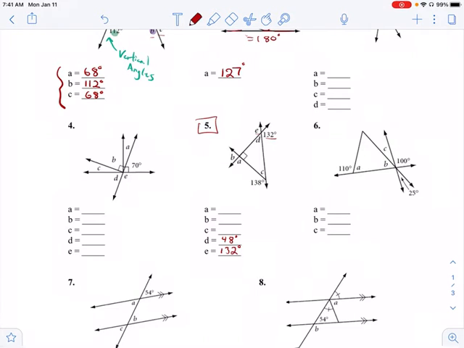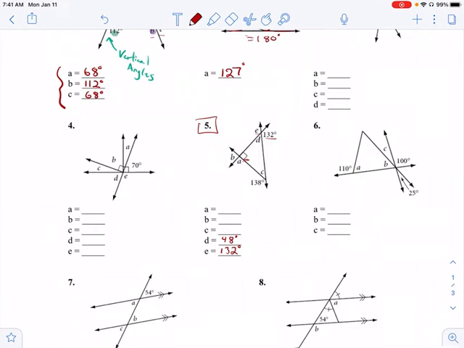I could get C in one of two ways. I know that C plus D plus this 90 degrees has to equal 180, or I just know that C and D have to equal 90 degrees because that's 180 minus that right angle. So this would need to be 32 degrees.